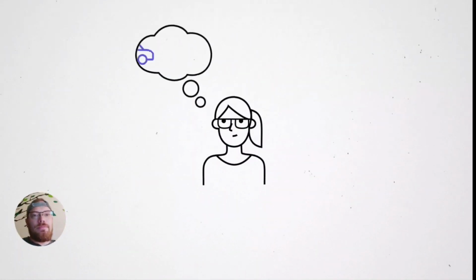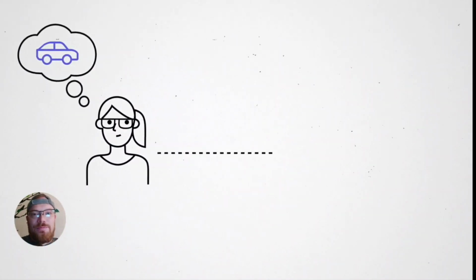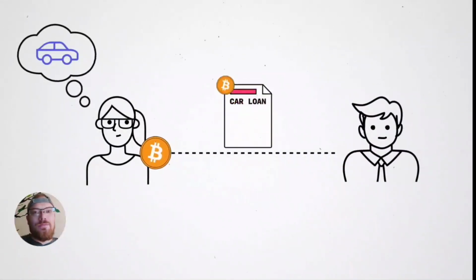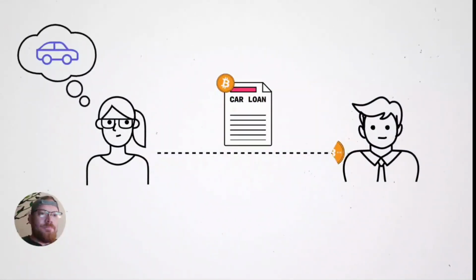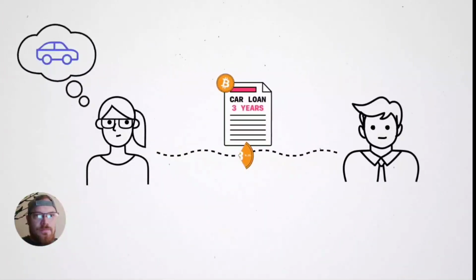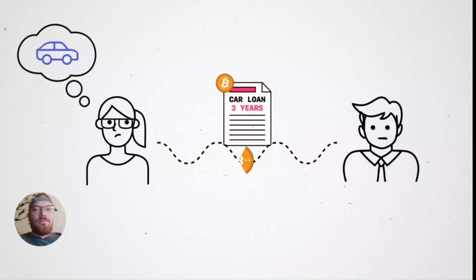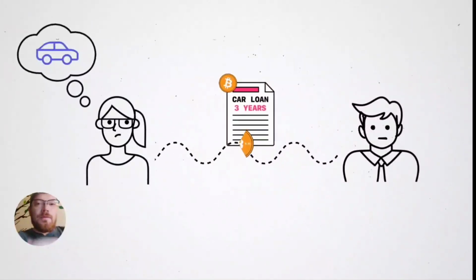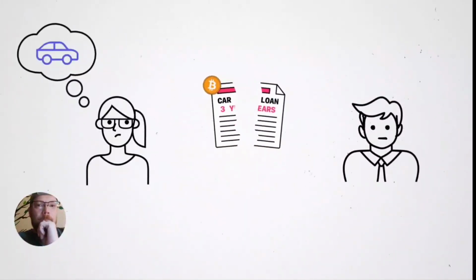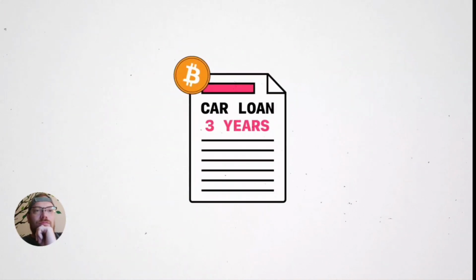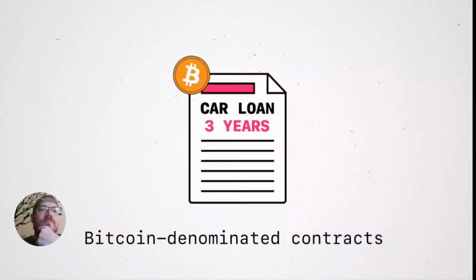Imagine Alice wants to buy a car. To purchase her new car, she borrows 1 Bitcoin to be paid back in annual installments over the course of 3 years. Her auto contract is not stable, because Alice's annual payment obligation of 0.33 Bitcoin fluctuates wildly in value. This can severely hurt Alice or her lender. This auto loan, and Bitcoin-denominated contracts in general, have a high risk of default.